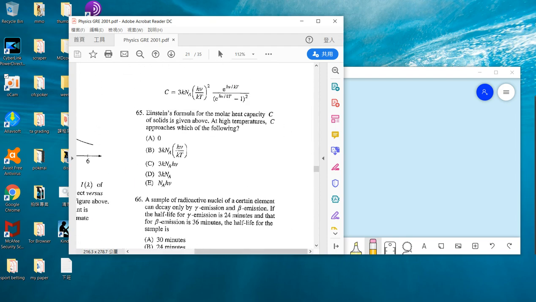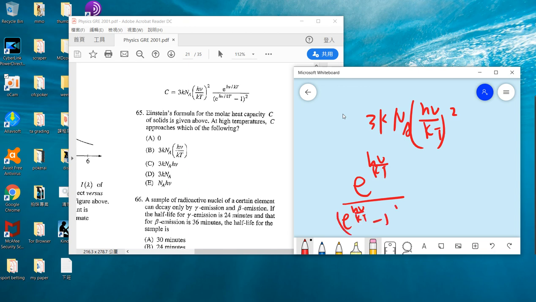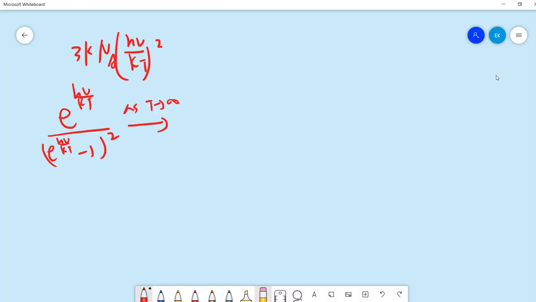Okay, so 65. Basically, you already have the formula. Somebody asks you about high temperature, right? So this is not physics, this is mathematics. All you need to know is to do the high temperature expansion for this, as t goes to infinity. Okay, so just use Taylor expansion.